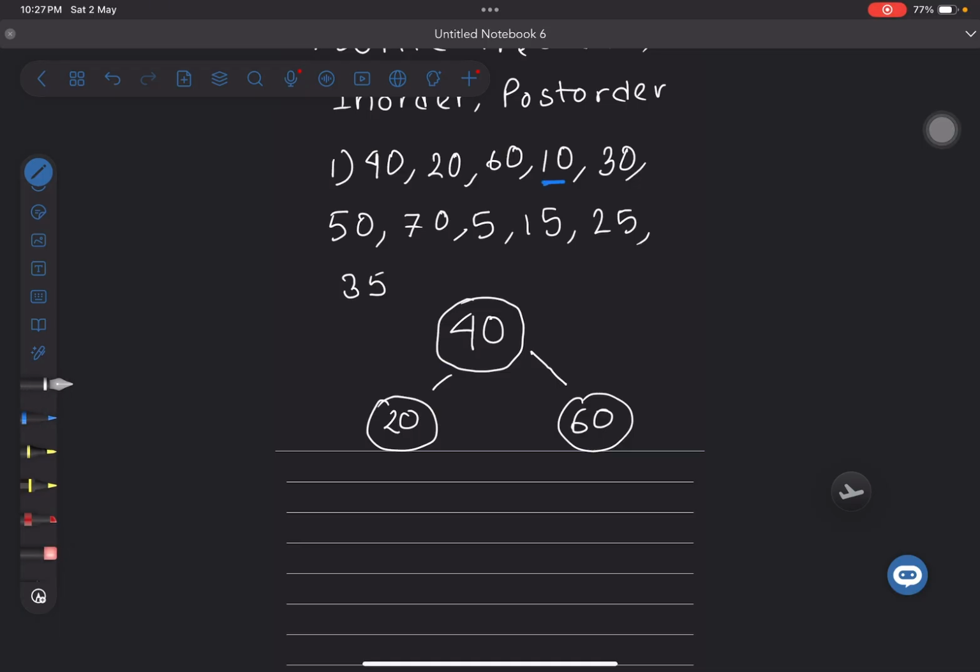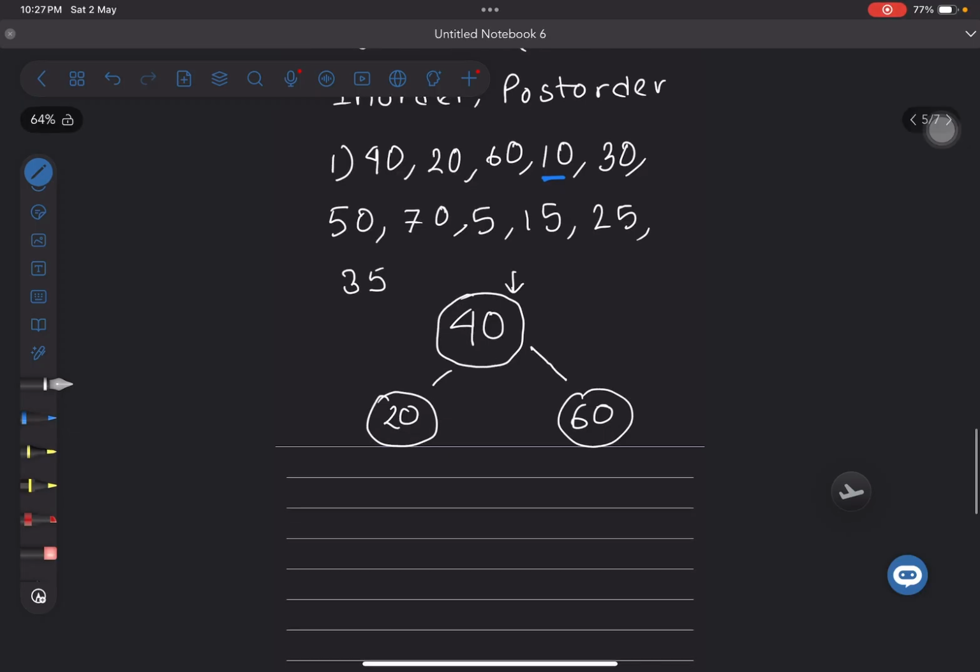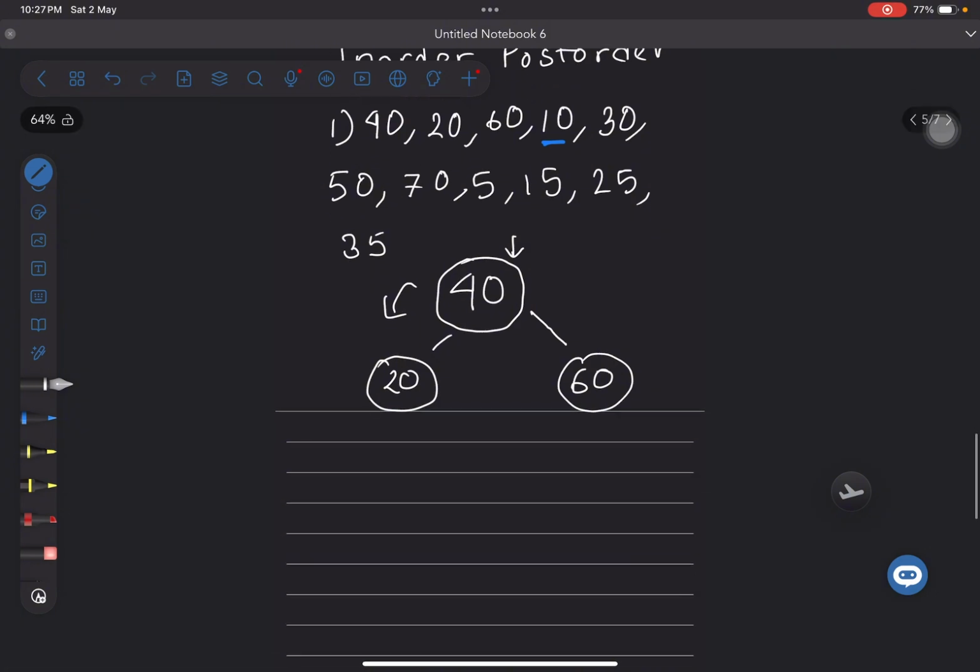Remember, every time you have to start from the root. So is 10 smaller than or greater than 40? It's smaller. So we go to the left side. We find 20. Is 10 smaller or greater than 20? It's smaller than 20. So it should be on the left side of 20, which is right over here. And let me delete all of these. And we have placed 10.